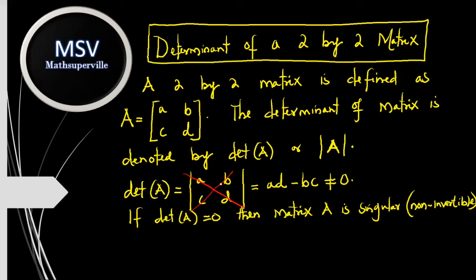So just as expressed. And if you end up with a determinant of 0, then you must conclude that the matrix is singular. And if a matrix is singular, we say it is non-invertible. A non-invertible matrix is a matrix that has no inverse. We will ultimately, in our next presentation, show how to find the inverse of a 2 by 2 matrix.